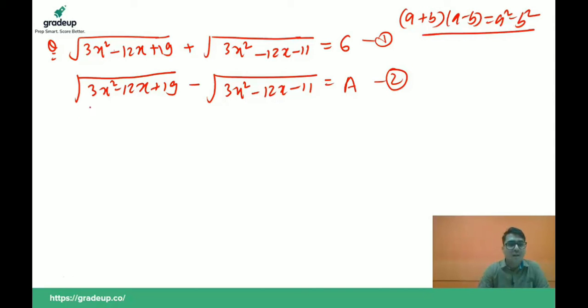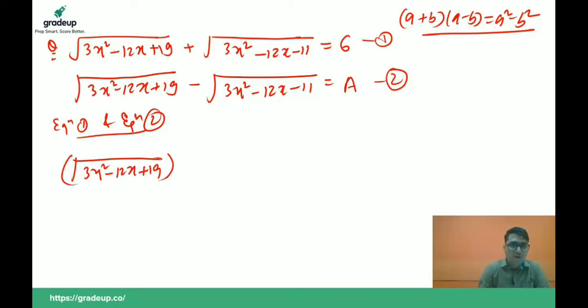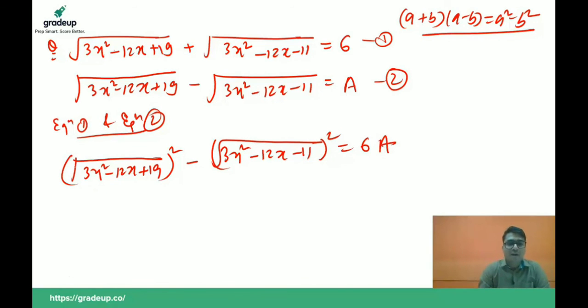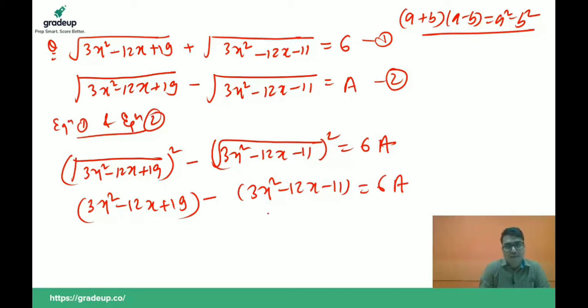Alright guys, now a plus b, a minus b. So multiply equation number 1 and equation number 2. This is again a very easy, important question. So you will have under root 3x square minus 12x plus 19 whole square minus under root 3x square minus 12x minus 11 whole square is equal to 6a. Alright, now this square will cancel out with this square root. You will get 3x square minus 12x plus 19 minus 3x square plus 12x plus 11 equal to 6a. Now this will cancel out with this, and 30 is equal to 6a, so a is equal to 5.